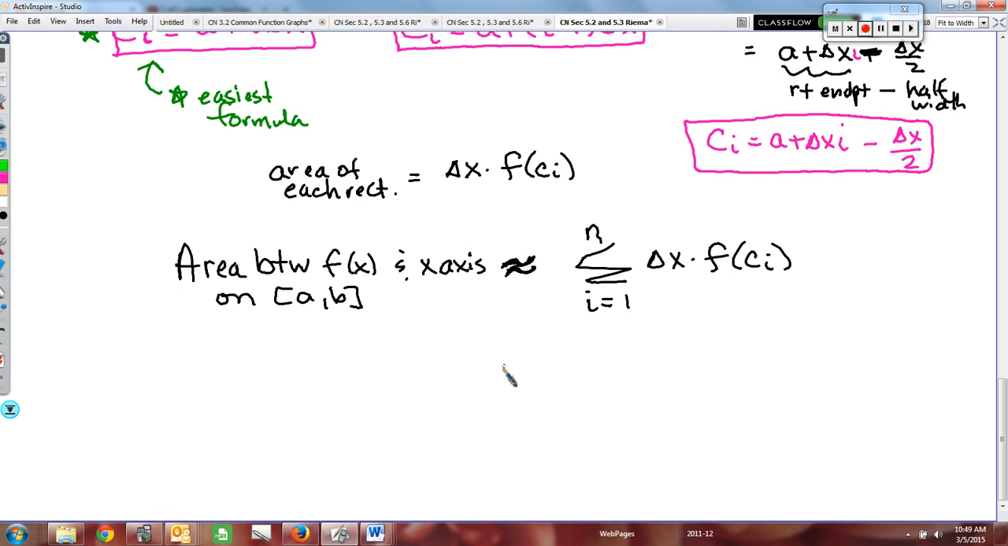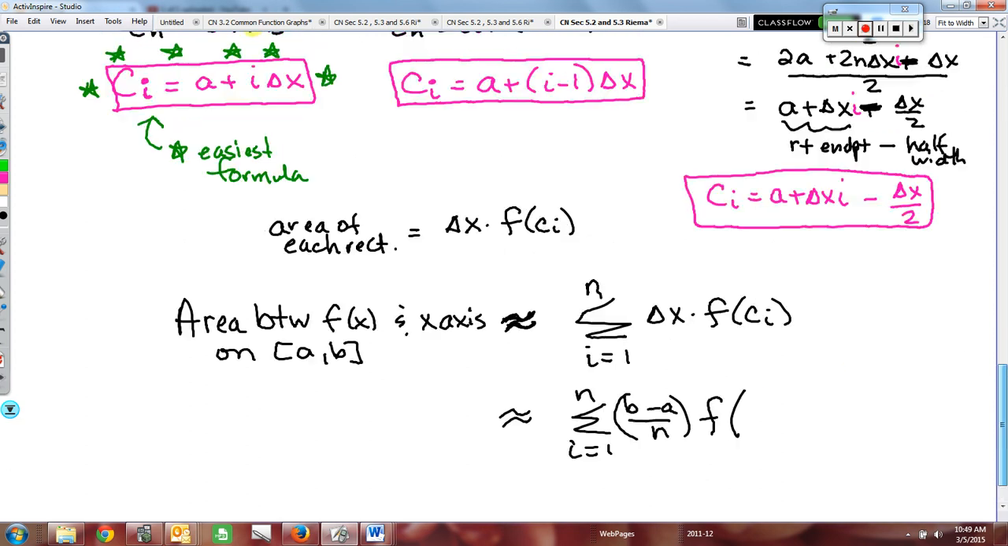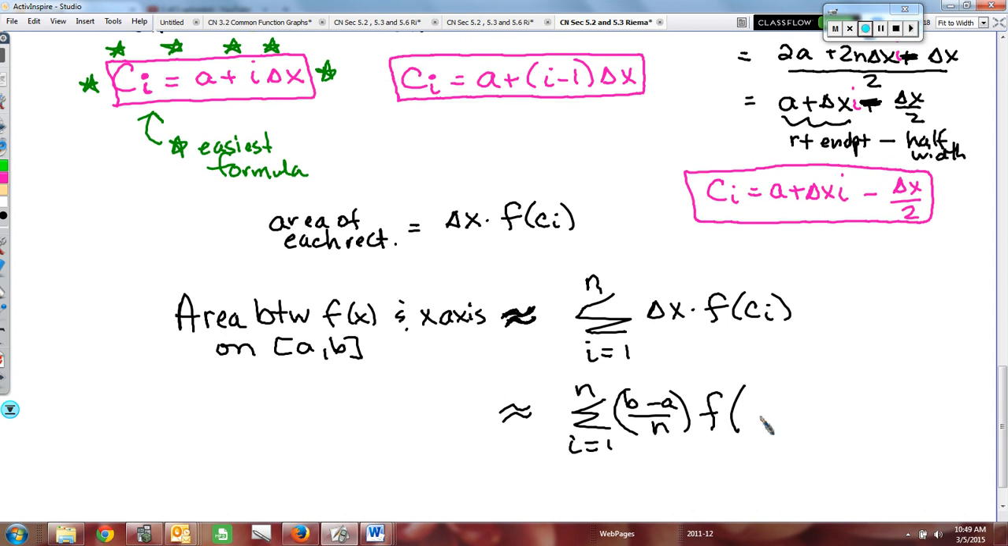And then based on our formulas, we could kind of keep expanding this out. We're doing 1 to n of our b minus a over n. We would put in a calculation of what that is. And then our f of ci, whatever our function is, we would choose a ci. For example, I could choose to do the right endpoint. And if I choose to do the right endpoint, I would plug this formula in: a plus i delta x. And again, delta x is our b minus a over n.